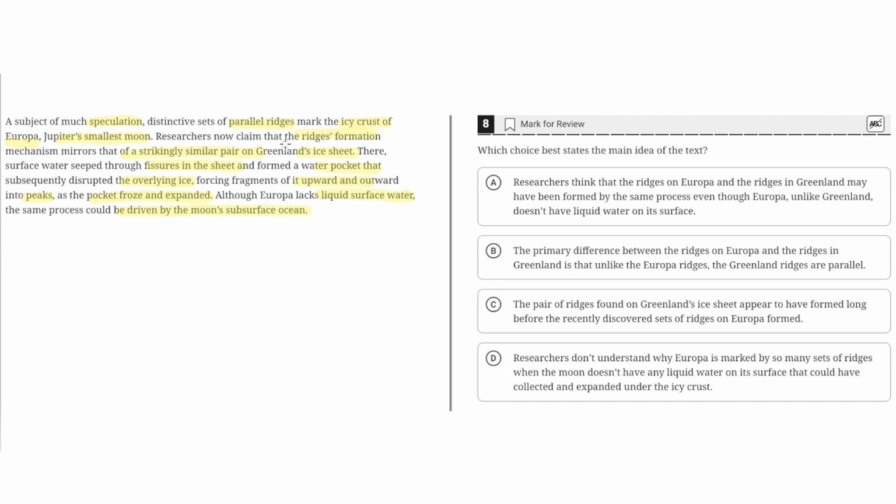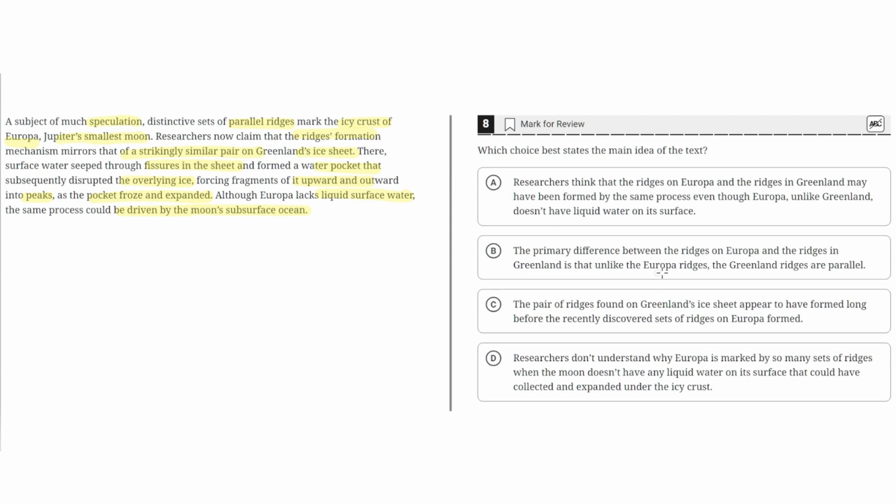Sentence 2 says that researchers now claim that the ridge's formation mechanism mirrors that of a strikingly similar pair on Greenland's ice sheet. So this sentence highlights how Europa's icy crust ridges resemble Greenland's icy crust ridges. And then the last sentence says, although Europa lacks liquid surface water, the same process could be driven by the moon's subsurface ocean. So it says here that Europa lacks liquid surface water, but the same process that created Greenland's icy crust sheets could be the cause for Europa's icy crust sheets. So A seems to be the correct answer.